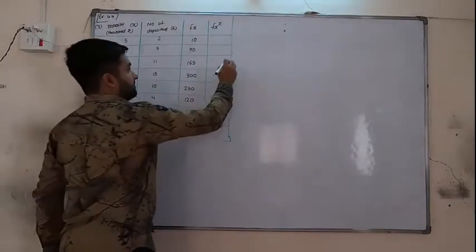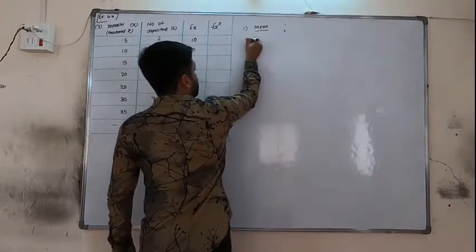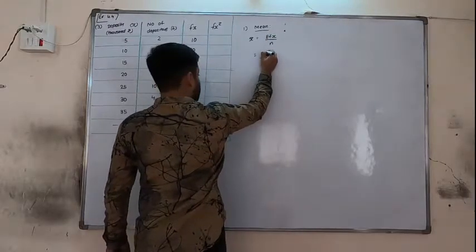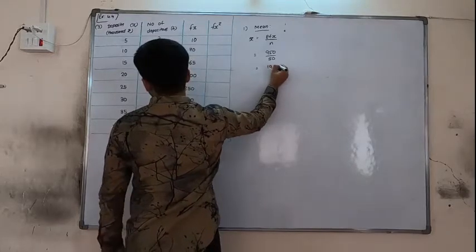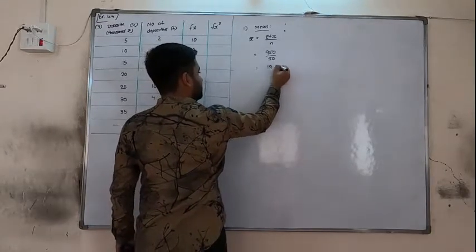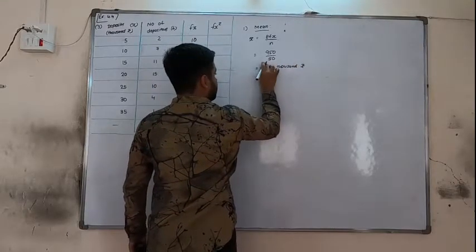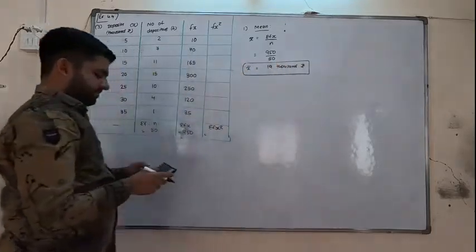Yeah, so first mean. X bar, now formula is sigma fx upon n, 950 upon 50, so it will be 19,000 rupees, because the unit is 1000 rupees. Okay.